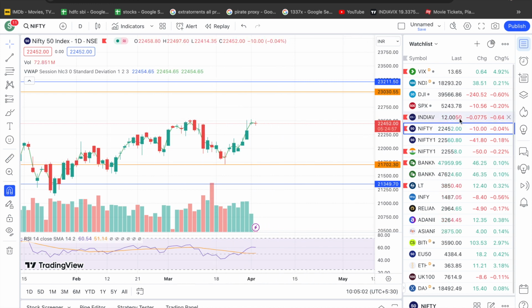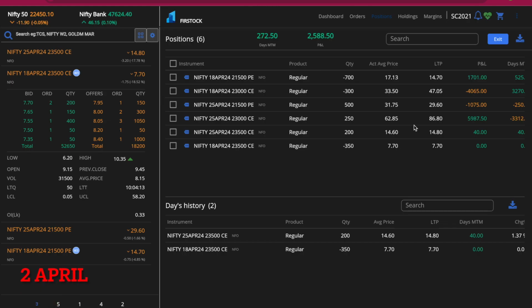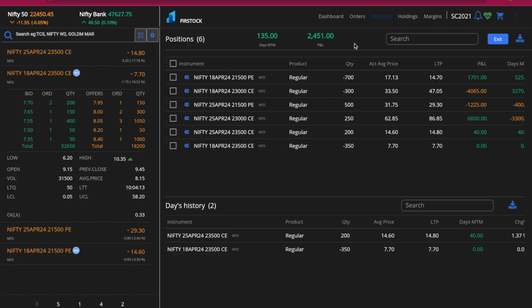Here India VIX is 12.05 and India VIX is falling badly. Okay, Opstra is not coming in live. So in case it comes in live, I'll let you know. For now, this is the adjustment. I'll make the adjustment over there on Opstra whenever it comes live.